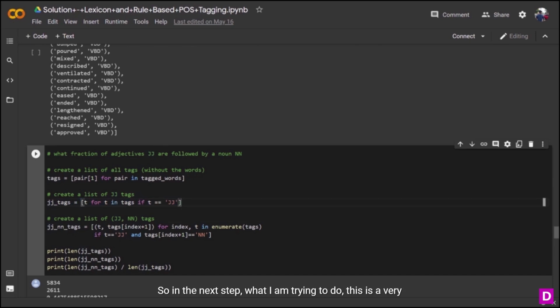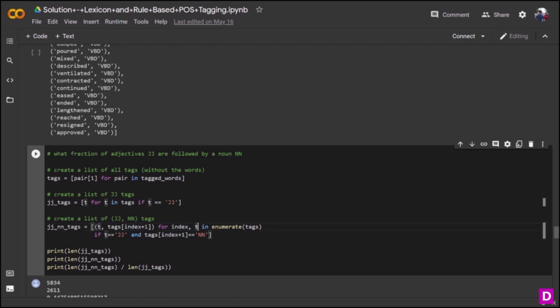Okay, so in the next step, which is a very crucial step, as I mentioned, I am going to explore what fraction of the words are ones where an adjective is followed by a noun. For that, I will go about it in this fashion. I have created a list comprehension again. For the very first step, I am taking a for loop with two variables, index and tag t.